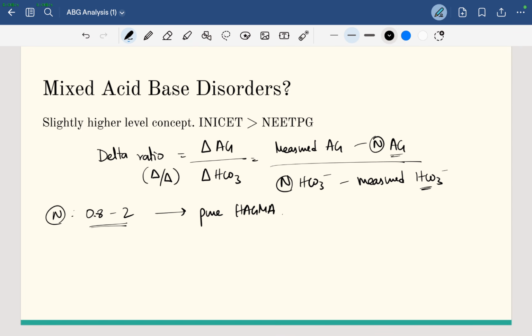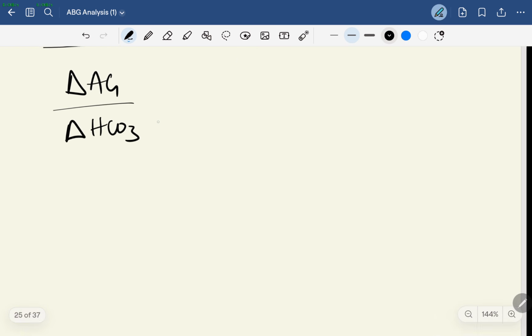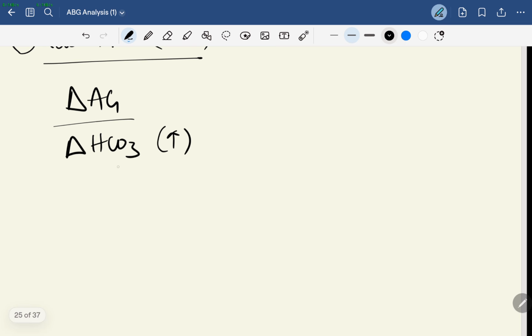So what if delta ratio is not normal? You basically have two cases. In the first case, a low delta ratio, which is less than 0.8. So what does that mean? If delta ratio is low, if you compare the numerator and denominator, it means that the denominator is higher than the numerator or expected. What does that mean? If there's a high delta bicarb, that means there is a high drop in bicarb.